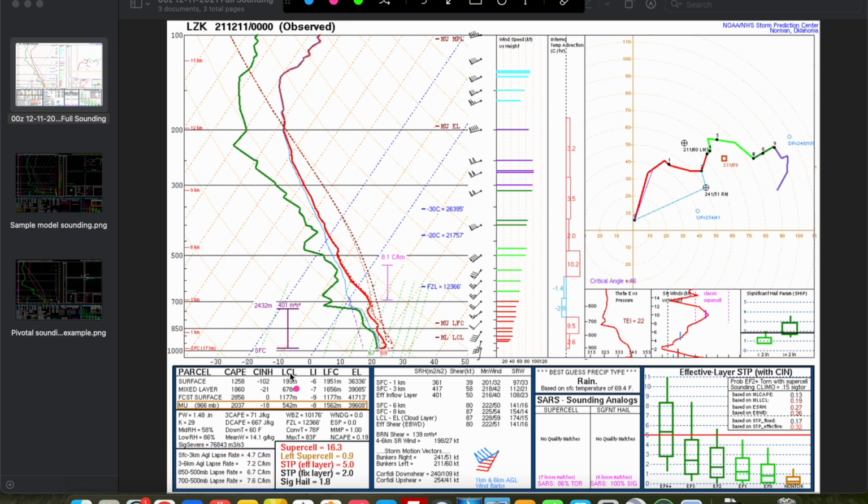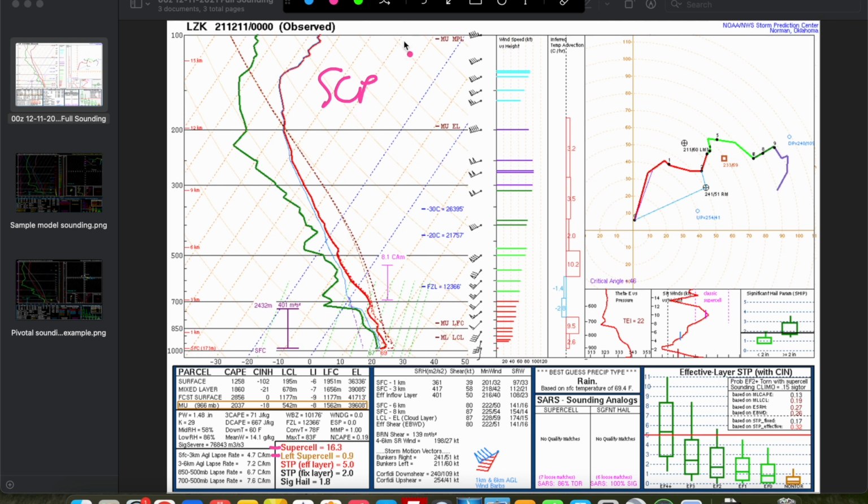And then finally, we'll move to these composite parameters here, these color-coded parameters here. These are our significant tornado and supercell composite parameters. So SCP, supercell composite, and STP are significant tornado parameters. Once again, these are composite parameters, so they only take into account a few different variables. And so they're not extremely reliable when making a forecast. But these top two here, the supercell and left supercell, these are going to be our supercell composite parameters. And they take into account CAPE and shear.